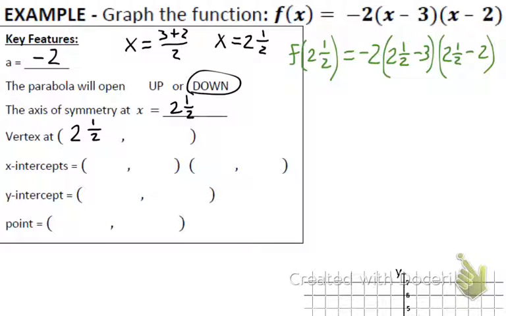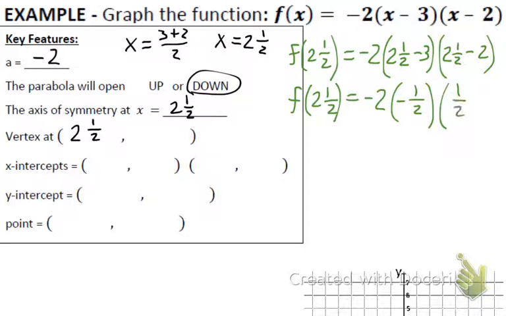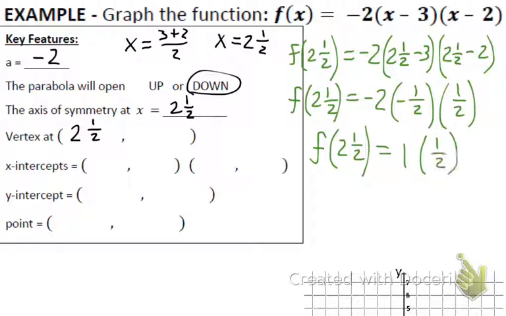Alright, so plugging in 2.5. Using our order of operations, we'll do what's in parentheses first. We get negative 1/2. And over here we'll get positive 1/2. Multiply all of those together. Negative 2 times negative 1/2 is positive 1, times 1/2 is 1/2. So we have a vertex at 2.5, 1/2.